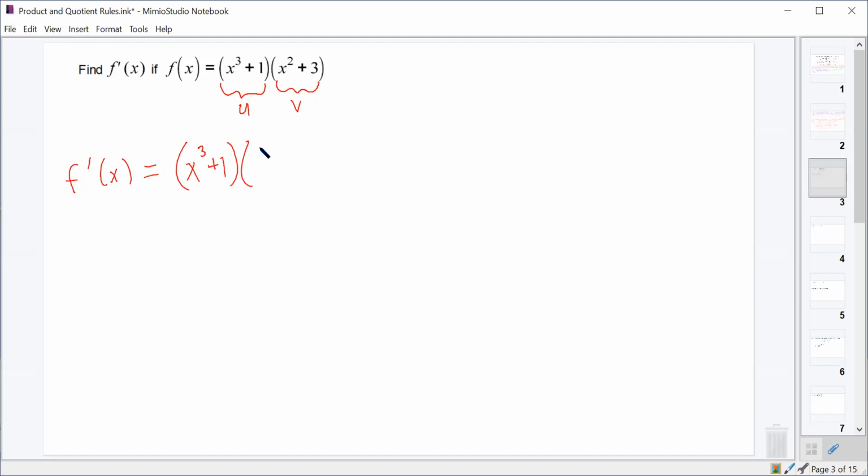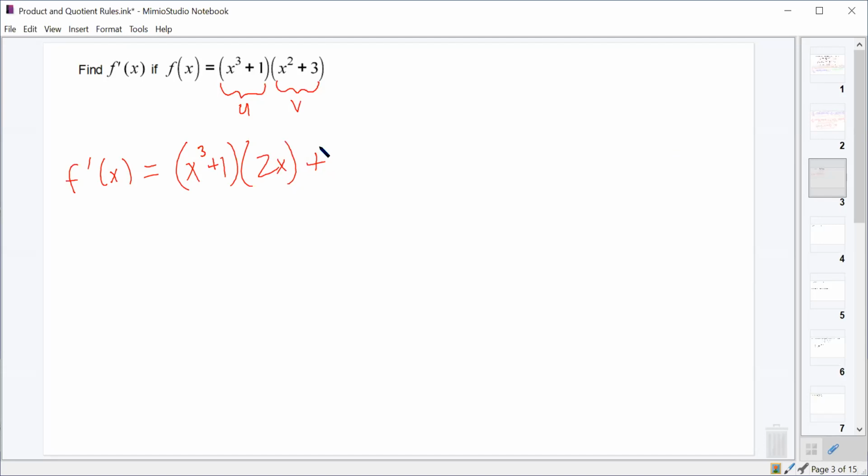x plus h squared plus 3x plus h minus 1. Oh, no, too much work there. Let's just use the power rule. What's the derivative of v? Oh, I looked at the wrong problem. 2x. 2x, great, all right.